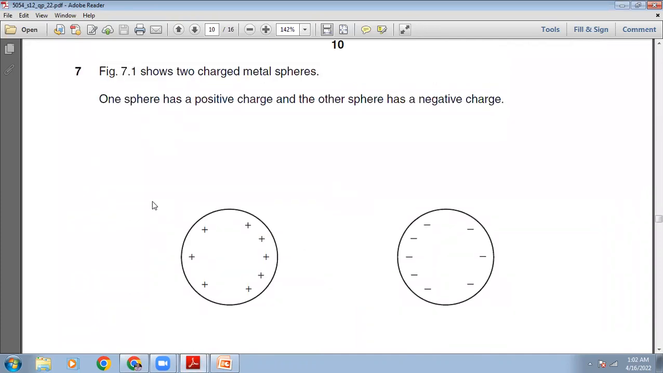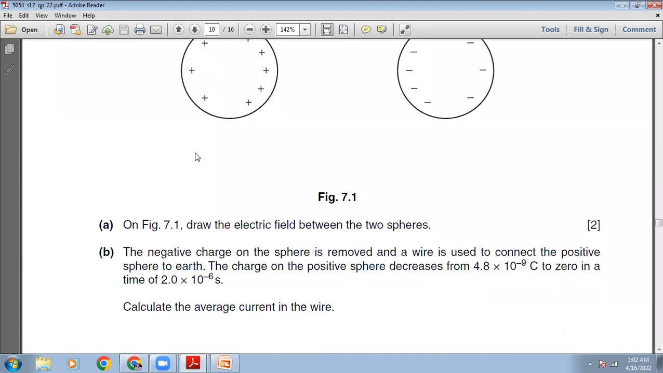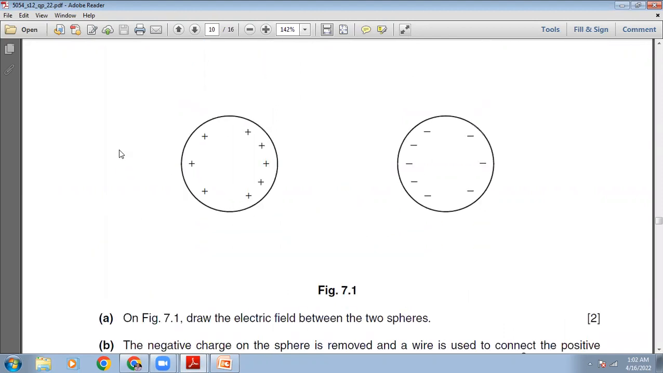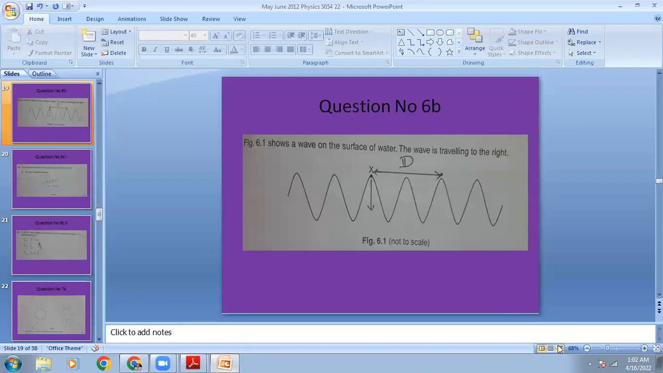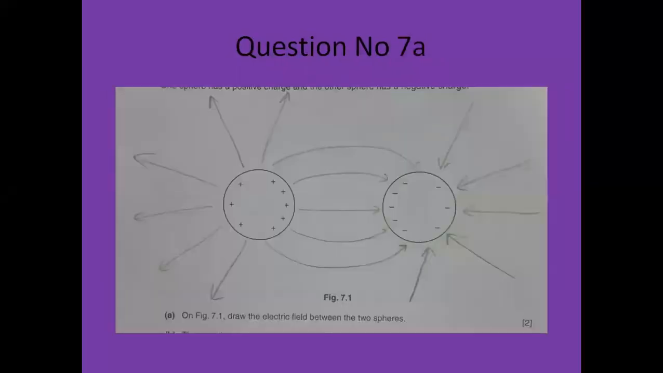Figure 7.1 shows 2 charged metal spheres. One sphere has a positive charge and the other sphere has a negative charge. On the figure 7.1, draw the electric field between the 2 spheres. So the electric field comes out of the positive charge and goes into the negative charge. So here you can see I have drawn the electric field lines. From positive they come out and in negative they go in. The electric field will look something like this.